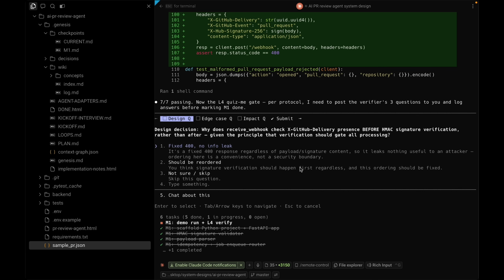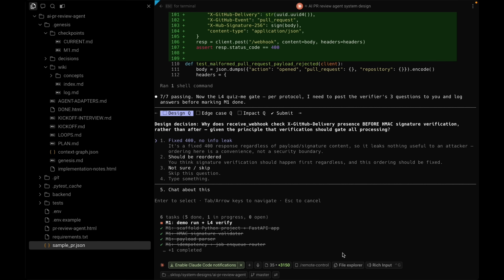Why does receive check HMAC before parsing, given the principle that verification should gate all processing? It says it's a fixed 400 response regardless, so it leaks nothing useful to an attacker. You think signature verification should happen first regardless, and this ordering should be fixed. That is an amazing question, and I wanted to answer it. Basically, it's asking a very, very interesting question. The question is very simple: what do you do? Pause this video and tell me.